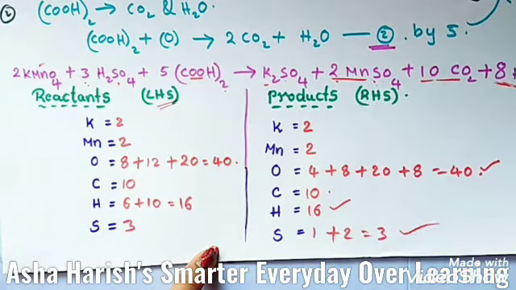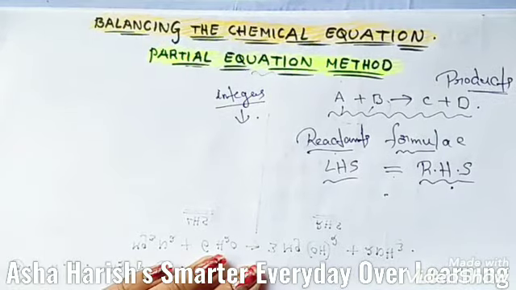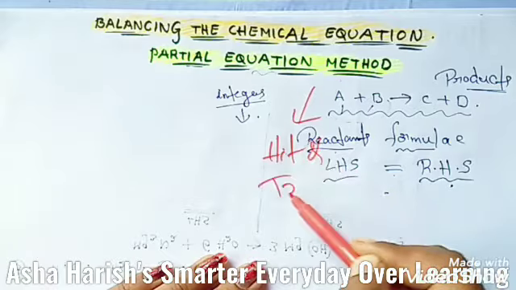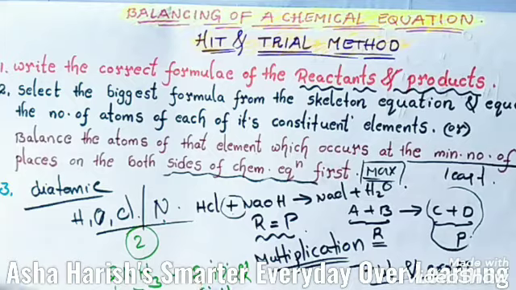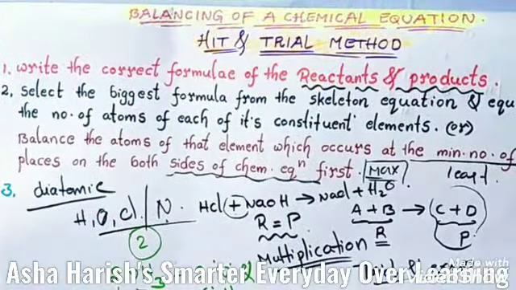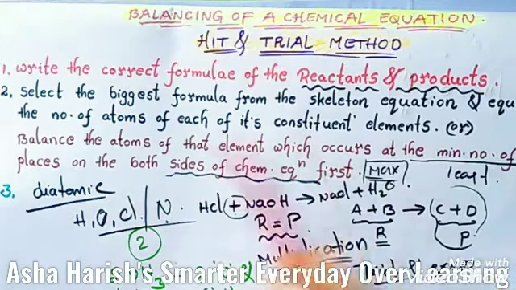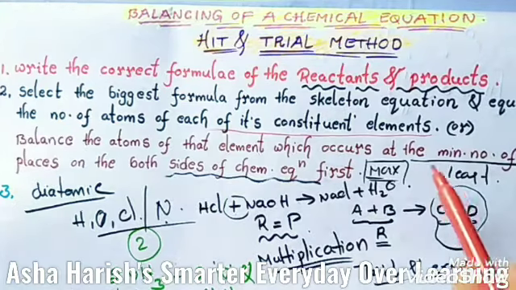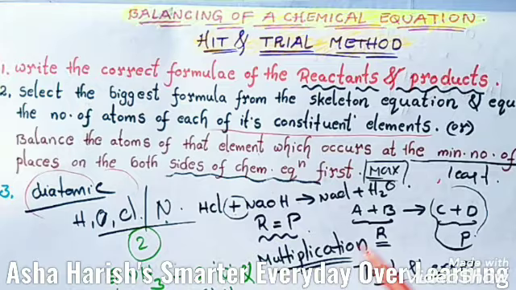Just let us recall what we have learned, based upon the hit and trial method. This partial equation method is also based upon the hit and trial method. In the hit and trial method, what are the steps we have studied? We should write the chemical formulae of the reactants and the products separately, select the biggest formula of the skeleton equation and equalize the number of atoms of each of its constituent elements. Now students, you need to identify the diatomic molecules also. We have studied this already. If you see the description once, you can understand very easily.